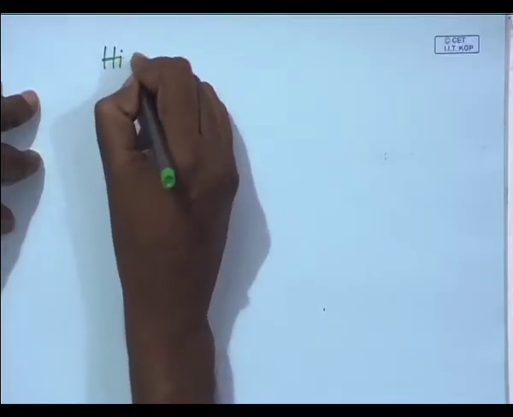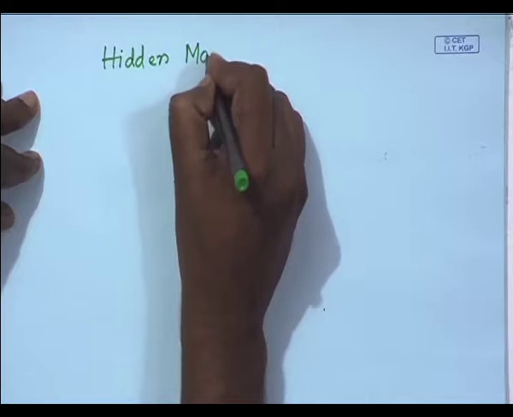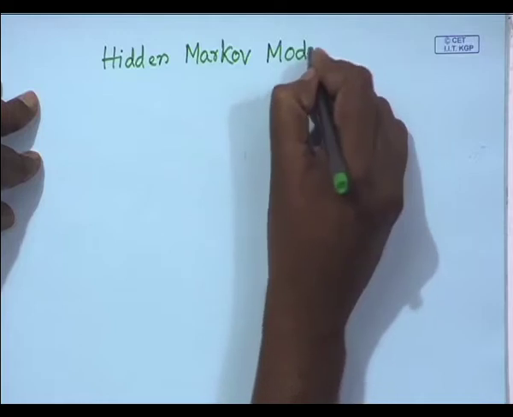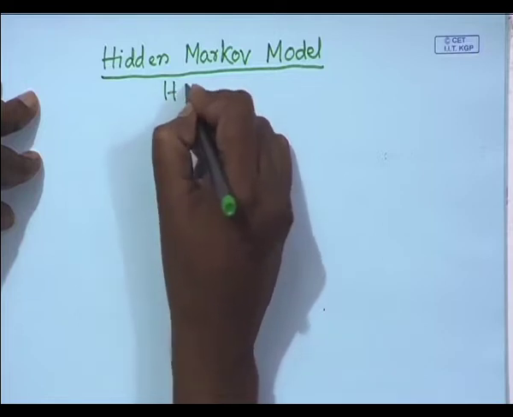So, a tool which is very similar to this sequential machine or finite state machine, which is used for temporal pattern recognition, is called a hidden Markov model. So, what we will discuss today is what is called a hidden Markov model, or in short it is written as HMM.